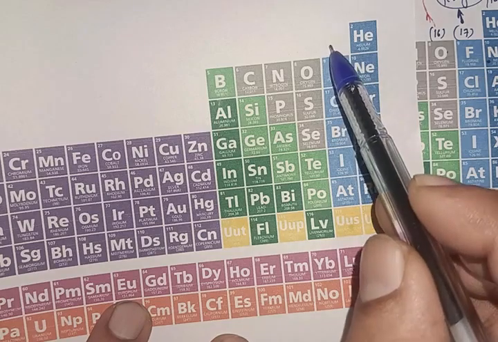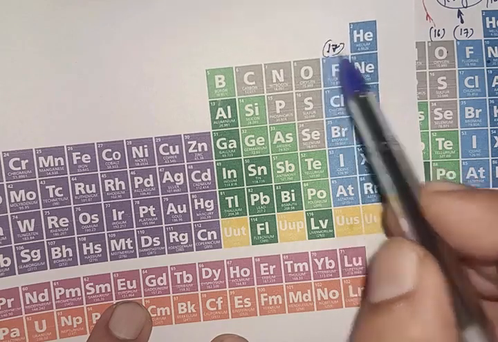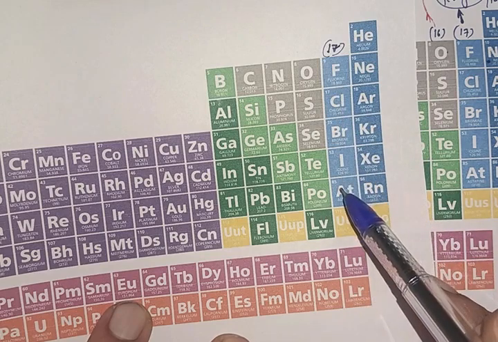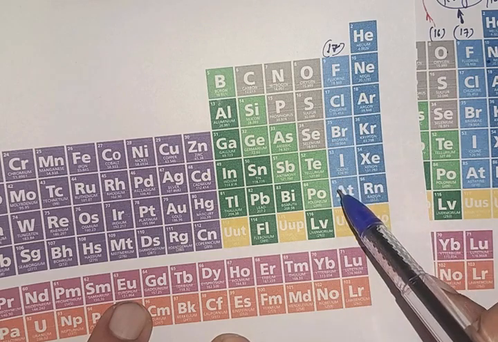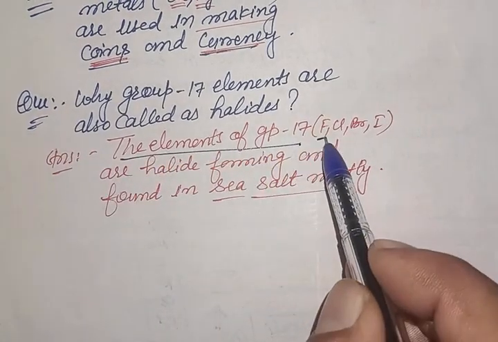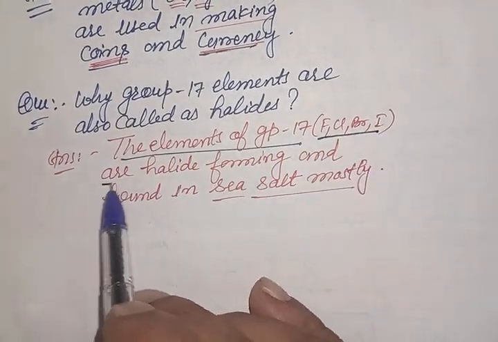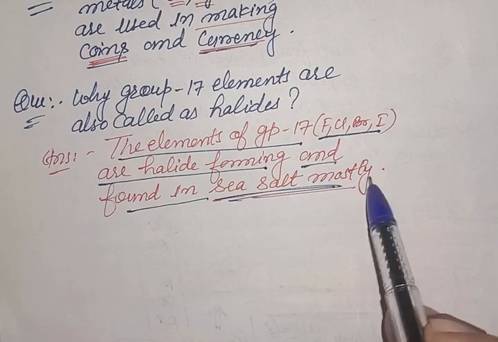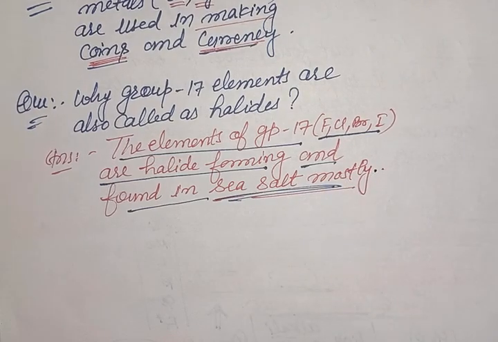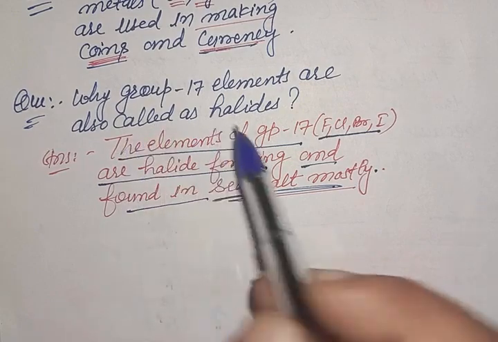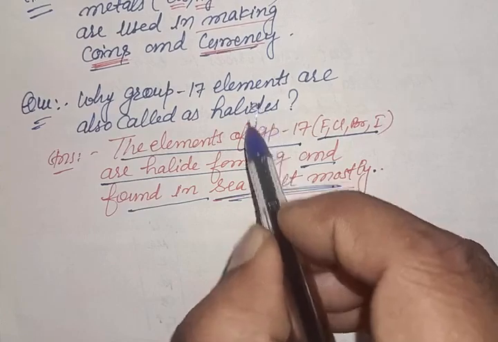The elements of group number 17 are called halogens: fluorine, chlorine, bromine, iodine. Why are they called halogens? Because they are present in the sea salt. The elements of group 17 are halide forming. They form halides and are also found mostly in sea salt in high concentration. That's why they are called halogens.